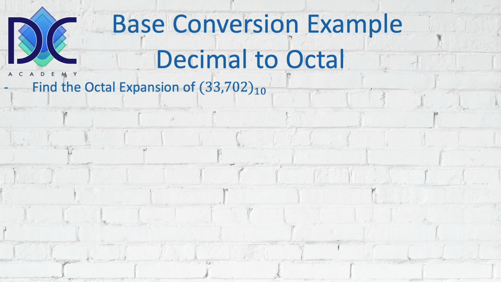Decimal to octal, so we do the same thing. We look at the number 33,702. So we divide 33,702 by 8, or we can write 33,702 equal to 4,212 times 8 plus 6, so the rightmost number is 6.